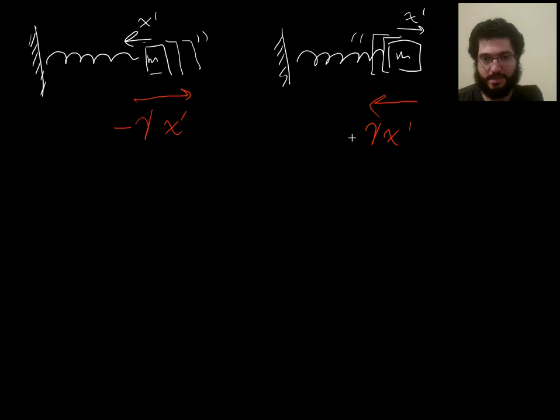And same reasoning here. I should put a minus sign. Why? Because x prime is positive. I'd like my constants to be always positive, so gamma is positive. X prime is positive, so this is positive. That's not what I want. I want it to be negative so that it is going to the left.